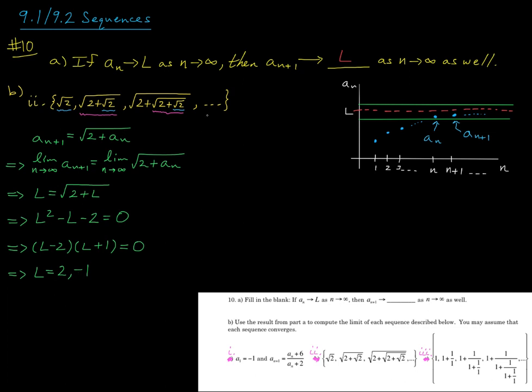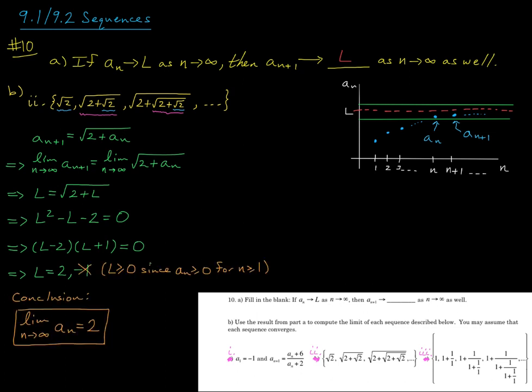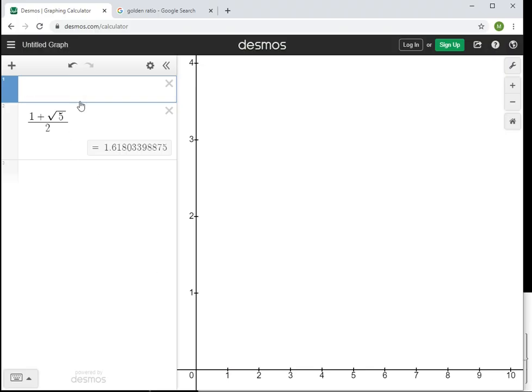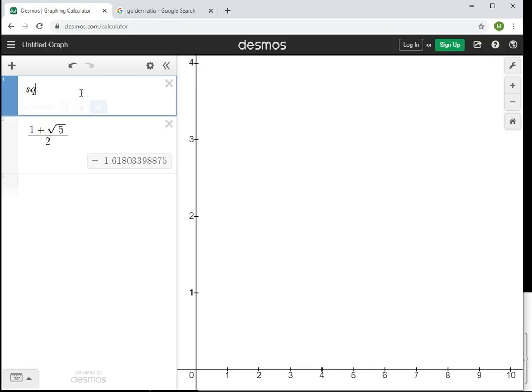Now, each one of these terms is non-negative, so it doesn't make sense for the limit of the sequence to be a negative number. So that means, just like in the last example, since the terms are all non-negative for n greater than or equal to 1, the limit must be non-negative, and so this sequence also converges to 2.